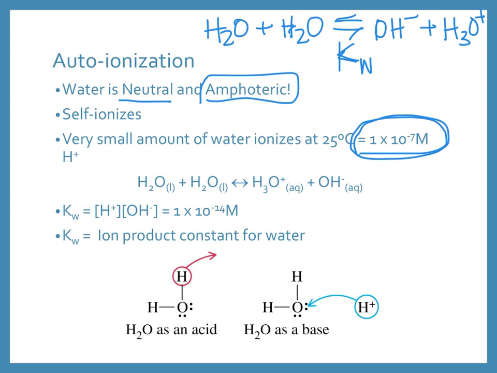So this one only ionizes a little bit. But this value here, this K, and this 1 times 10 to the negative 7th is a value that you can memorize. What happens then is that this value is both the H plus ion concentration and the OH minus ion concentration when it's water. So we can plug in 1 times 10 to the negative 7th into both the H plus and the OH minus, and you get this expression that Kw is 1 times 10 to the negative 14th.